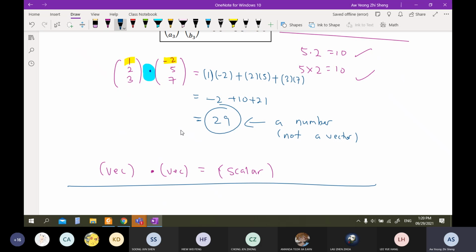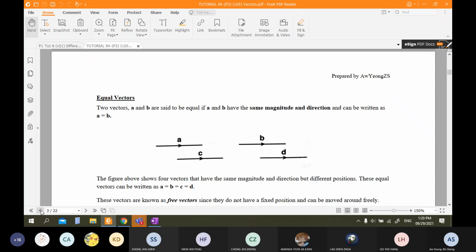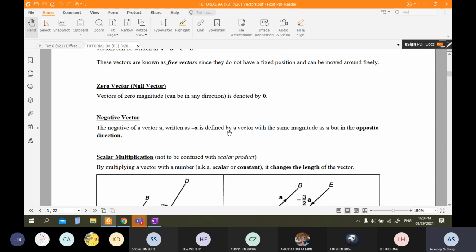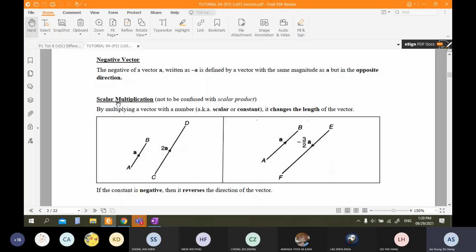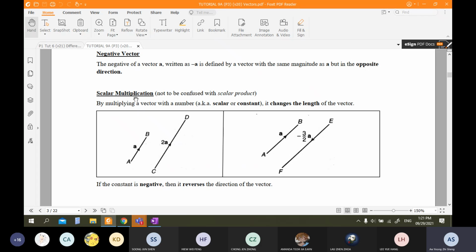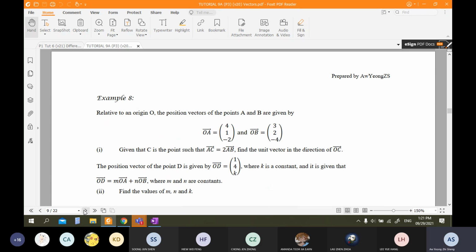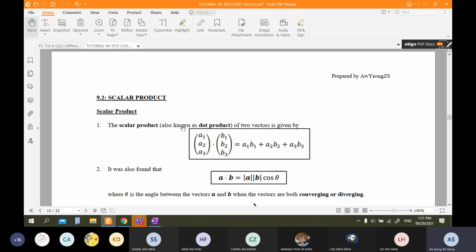Okay. So also the term scalar product, do not confuse it with scalar multiplication of vector. Earlier in chapter 9A, on page 3, we have the term scalar multiplication. Scalar multiplication means we are multiplying a vector by a number. Like a becomes 2a. We take 2 multiplied by a, where a is a vector. So don't confuse scalar multiplication with scalar product. They mean different things. To avoid this confusion, I usually like to call scalar product as dot product.